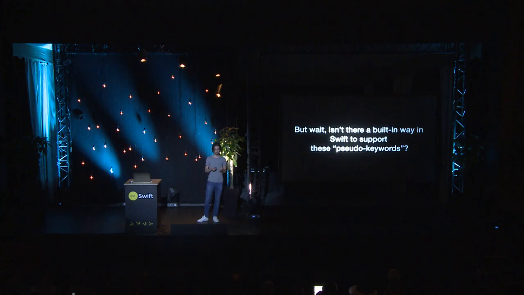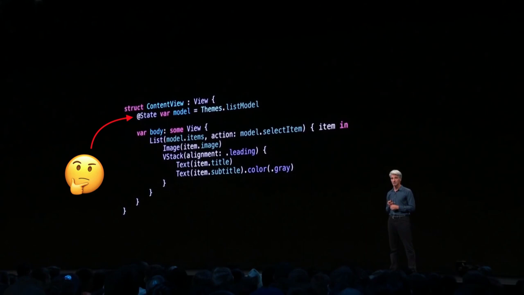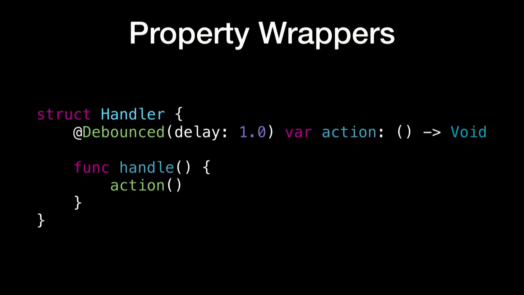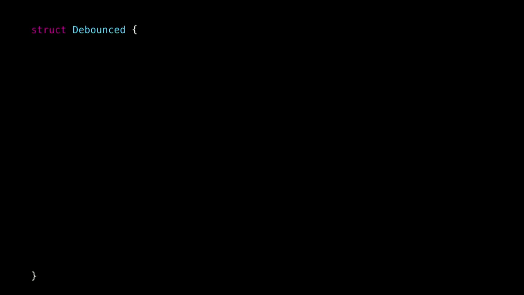So now, if you've been following up with Swift, you might be thinking, but isn't there a built-in way in Swift to support these pseudo keywords? You know, a little something called property wrappers. It's part of this little framework called SwiftUI, like the @State there. So yeah, in Swift we have property wrappers and we could definitely implement stuff like that. I mean, it would be pretty cool if we could have such a syntax in our code. So let's see how it goes.